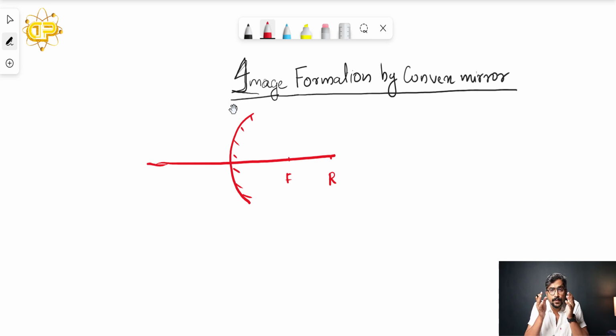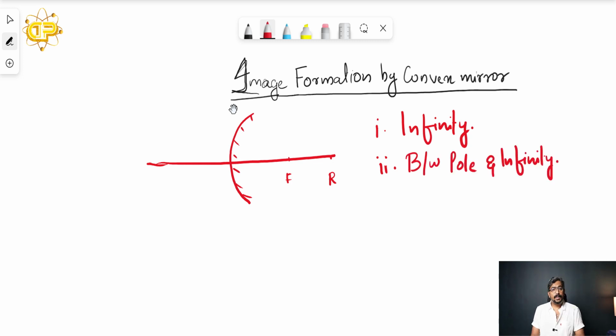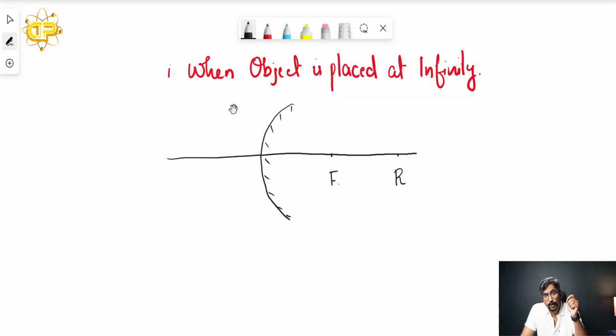Now in the case of convex mirror, there are two cases. So what are those cases? One case is that when object is placed at infinity, and the second case is that when object is placed anywhere between infinity and pole. We'll see one by one what are the various image formations, what are the various properties of the image formed there. So the first case, that is when object is placed at infinity.